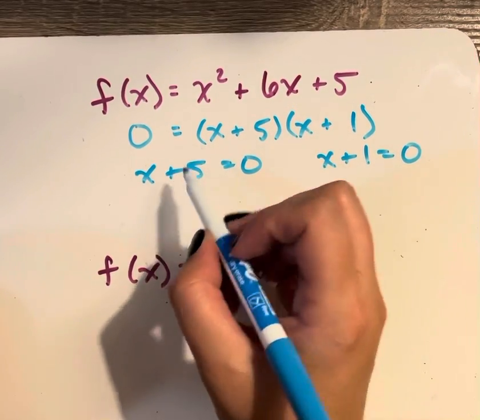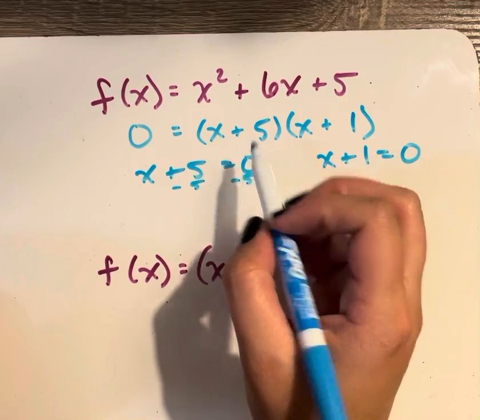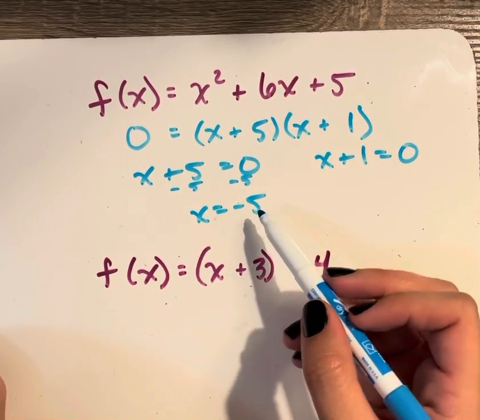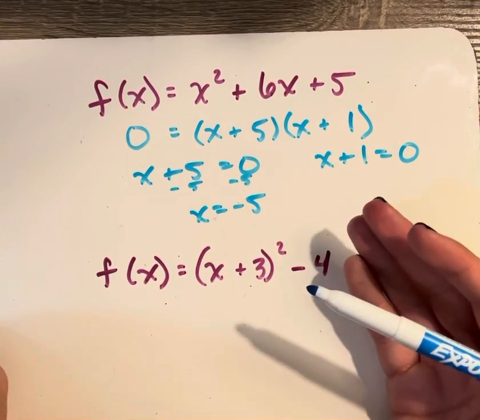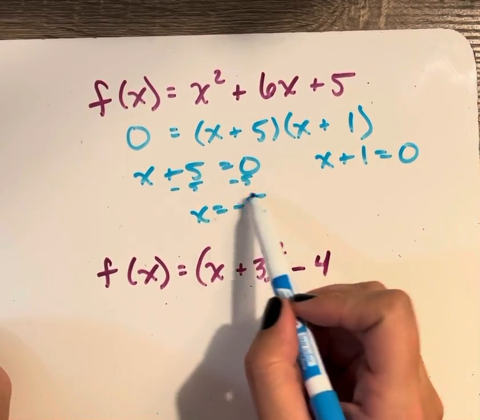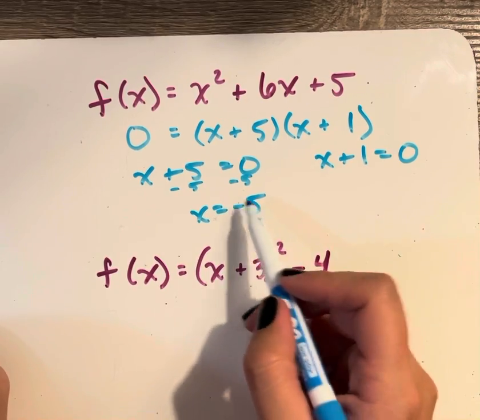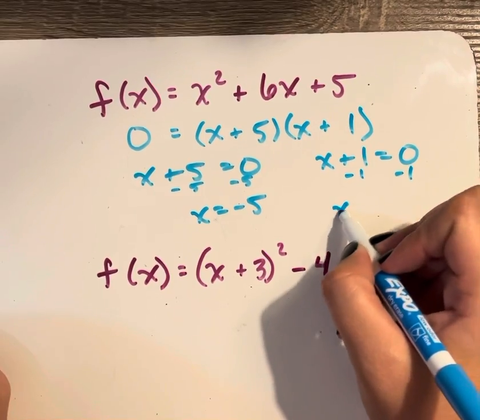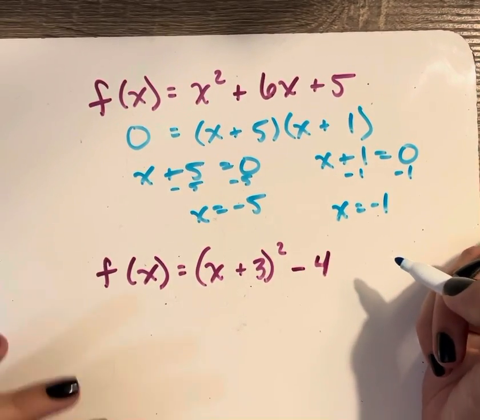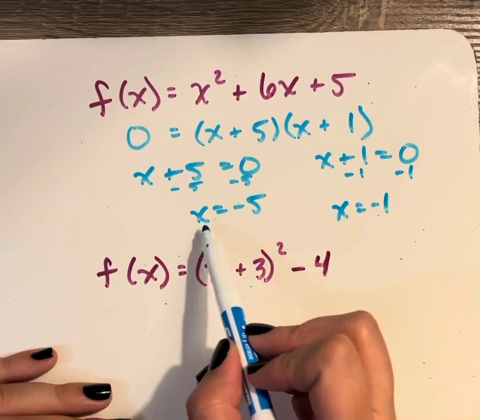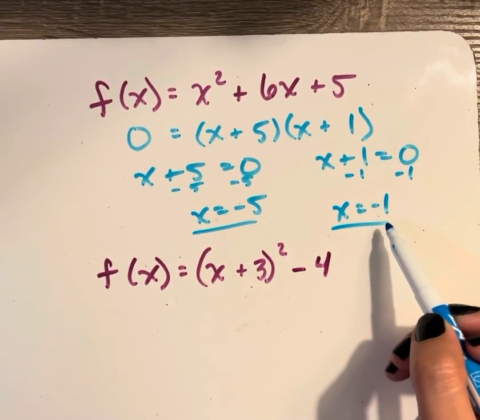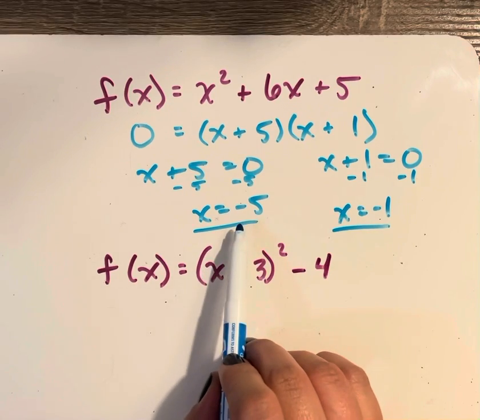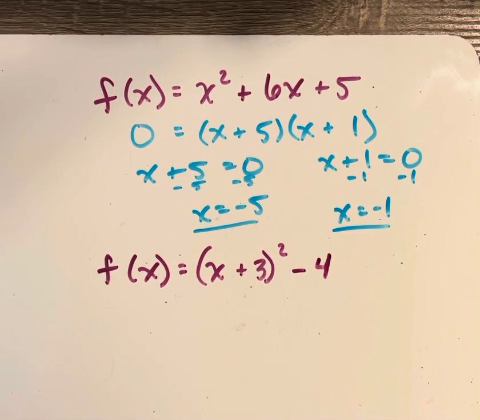So to solve for x here, I would just subtract 5 on both sides, which means x is equal to -5. That's one of my solutions or roots for this quadratic, and that means one x-intercept of my parabola is -5. For this one, if I just subtract 1, then I get that x is equal to -1. So these are my two roots or solutions. And it tells me that x-intercepts are occurring at the points (-5, 0) and (-1, 0).